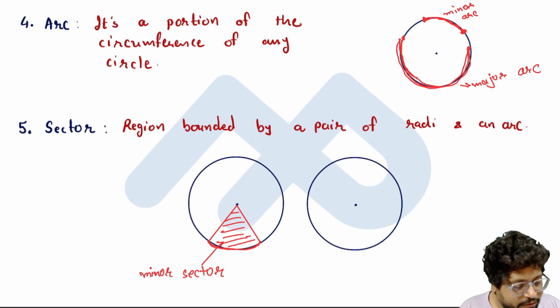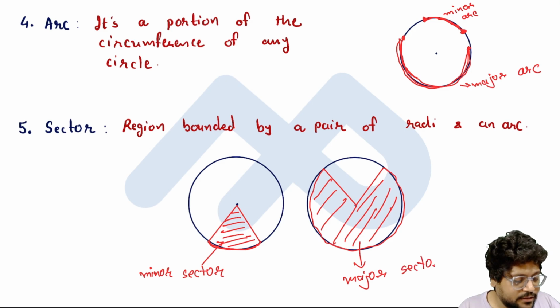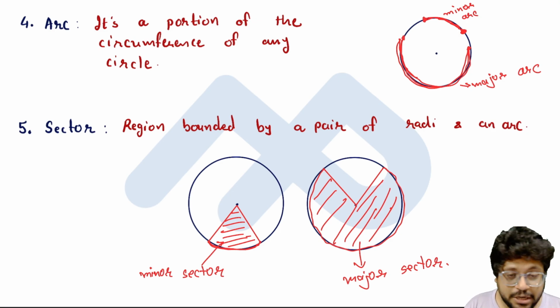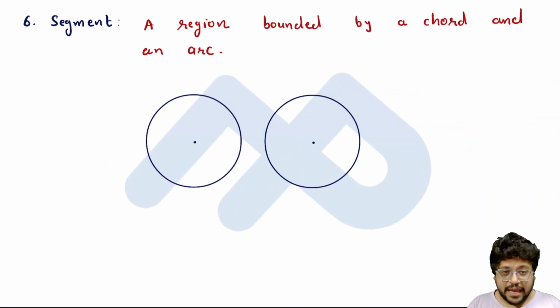And in the same way, if I take these two radii and the major arc, let's say this one, starting from that point to this, this region is also a sector, but it's a major sector, right? So if I simplify it, the region bounded by two radii and a minor arc is considered a minor sector, and a region bounded by two radii and a major arc is called a major sector. Clear about the sector?